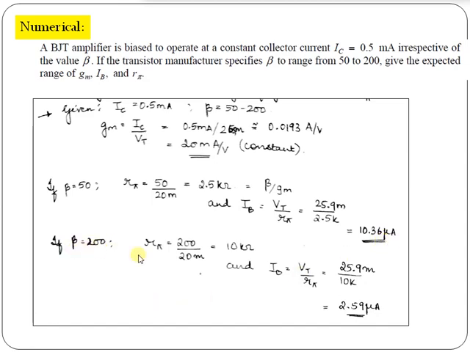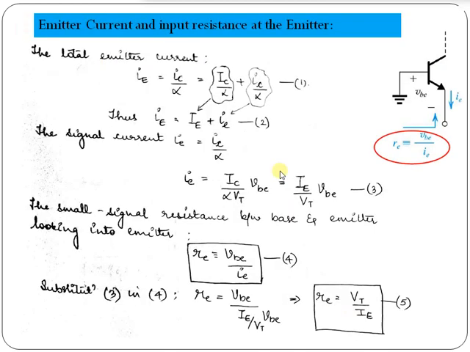For a beta equal to 200, RPi will be equal to 10 kilo ohms and IB will be equal to 2.59 microamps. So you can clearly see that when the beta value varies, the base current is also varying. Next, coming to computing the emitter current and the input resistance at the emitter.